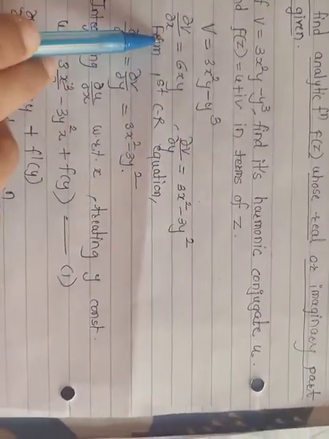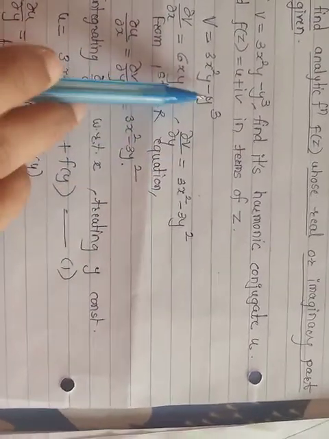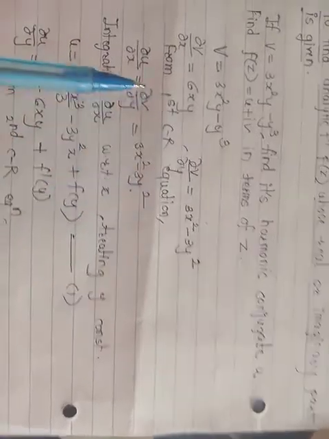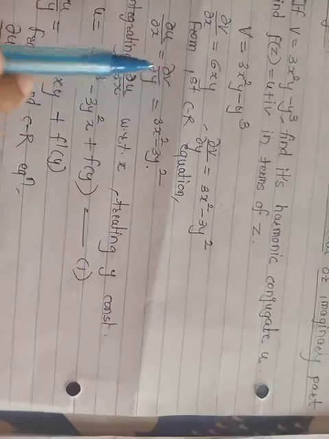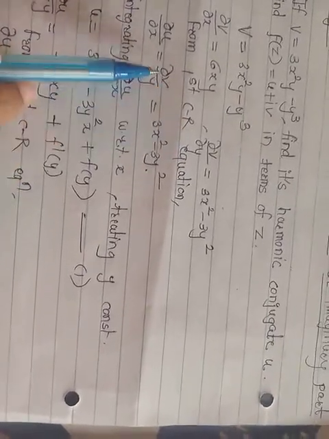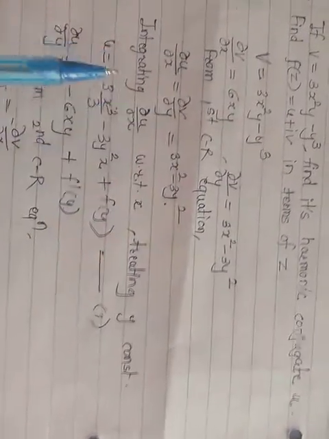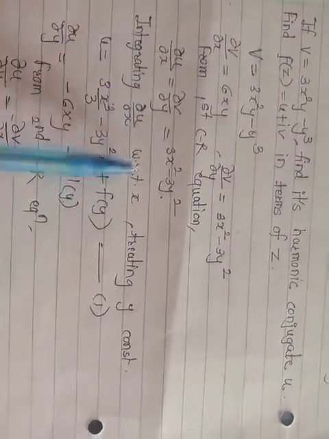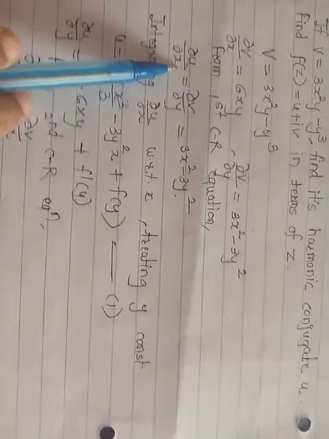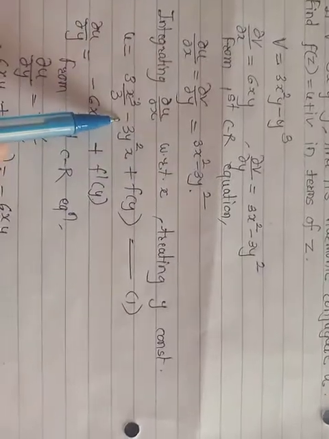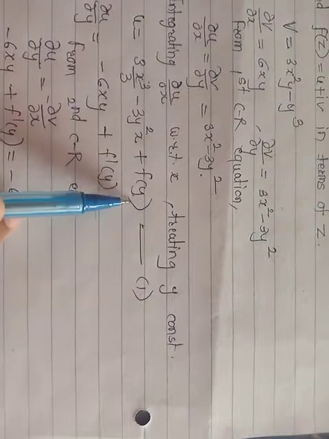Now ∂v/∂x will be 6xy and ∂v/∂y is 3x square minus 3y square. Now from first CR equation we know that ∂u/∂x is ∂v/∂y. But here ∂v/∂y is 3x square minus 3y square. Now integrating ∂u/∂x with respect to x, treating y as a constant, we get u is equal to 3x cube by 3 minus 3y square x plus say f of y.